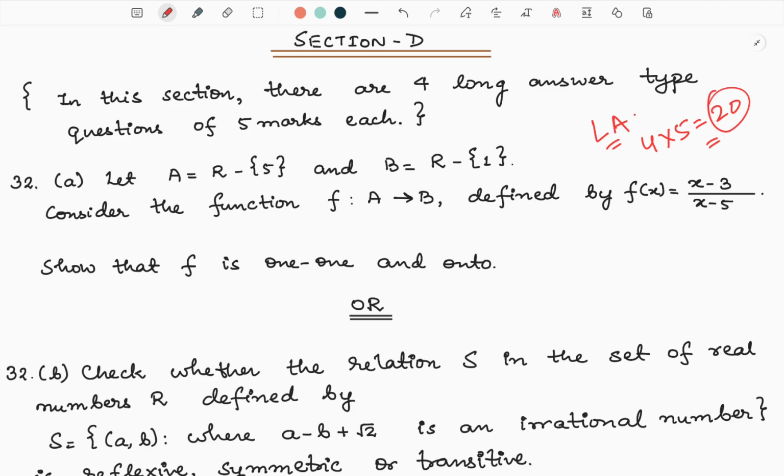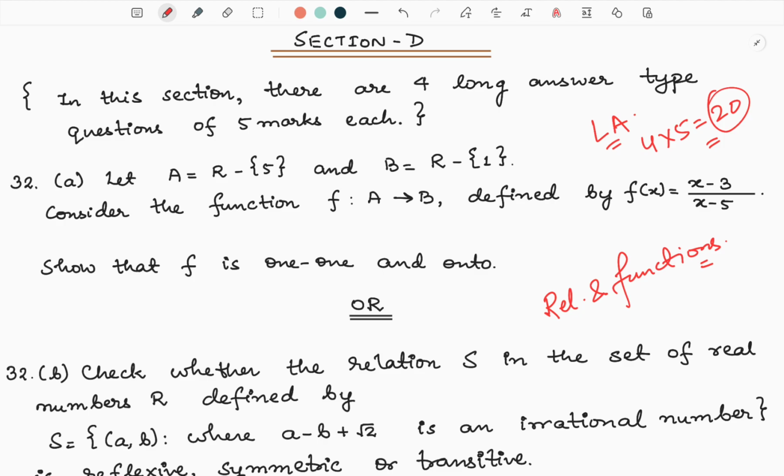So let's start with question number 32. Question number 32 is taken from the first chapter of mathematics, that is relations and functions. One question is related to relation and another question is related to the function part. So let's read the first question.